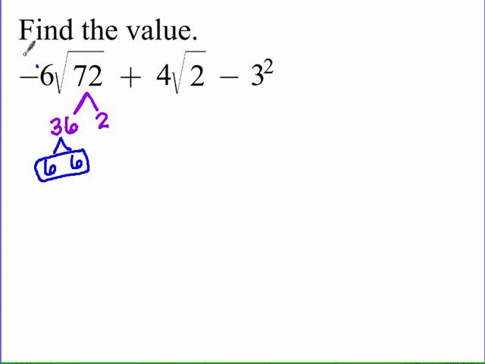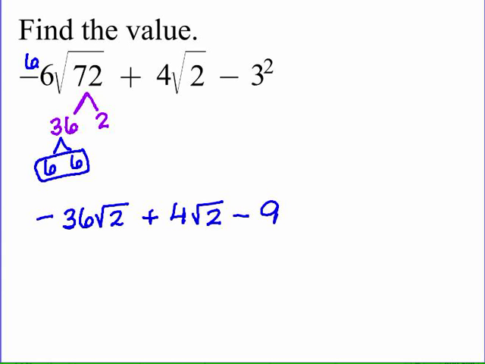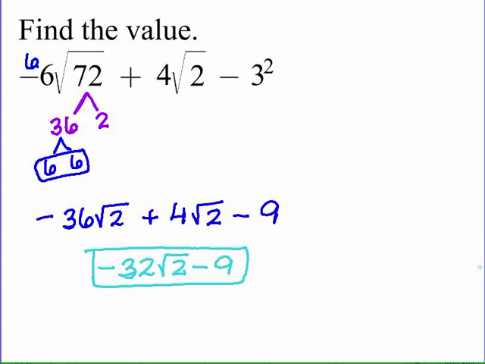Take a 6 out. So really I end up having negative what? 36 root what? 2. Plus 4 root 2. And then minus what? 9. 3 squared, same thing as 9. So really your final answer would be what? Negative 32 root 2 minus 9. Okay, so that's just basic breaking down using factor trees.